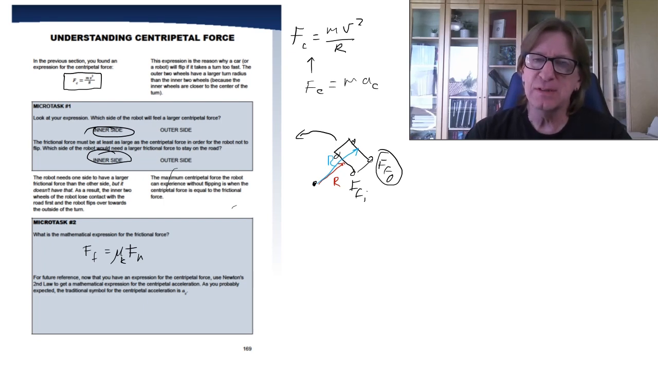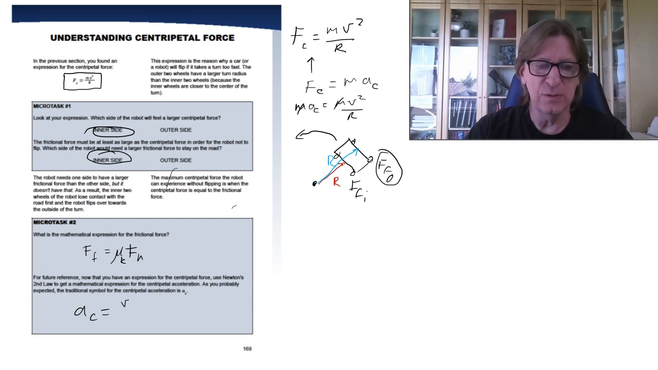So plug this expression in, set these two sides equal to each other, and see if you can come up with an expression for the centripetal acceleration. Pause the video, do that now. It shouldn't take you but a minute. Got it? All right, so we know that m a_c is equal to mv squared over r. My masses cancel, and so I get a_c is equal to v squared over r. And so that's my centripetal acceleration.